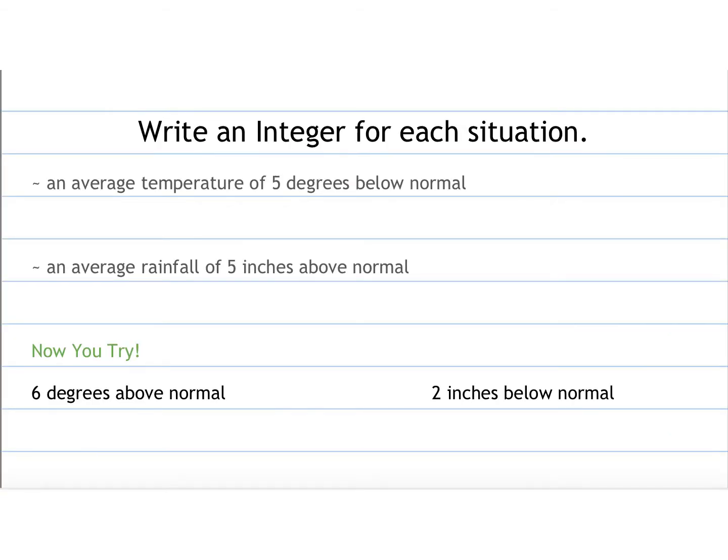Okay, so now we're going to write an integer for each situation, or write a number that shows these situations. So write down the example, the words here, so that the integer makes sense with the situation. An average temperature of 5 degrees below normal. If we are below normal, that tells me it's going to be a negative number, so we would show that with the integer -5. An average rainfall of 5 inches above normal, above being a positive, so you could either write it as +5 or just 5 without the plus sign, the same thing.